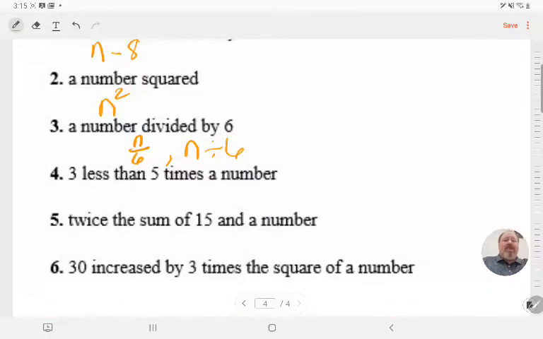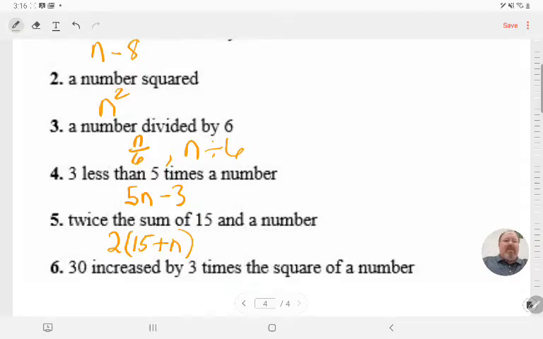Number 4, 3 less than 5 times a number. Remember, 3 less than goes on the back, so it would be 5 times a number minus 3, or 5n minus 3. Okay? All right. Then we have twice the sum of 15 and a number. Well, twice means 2 times. The sum means I'm going to have an addition problem. 15 and a number. So it would be 2 times 15 plus n. Okay? So in other words, 15 plus n I would have to solve and then multiply it times 2.